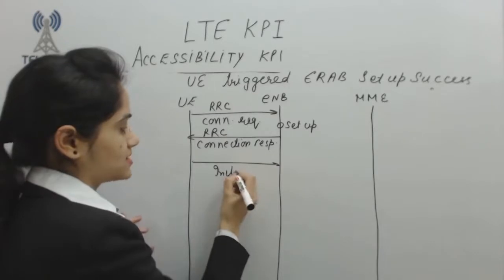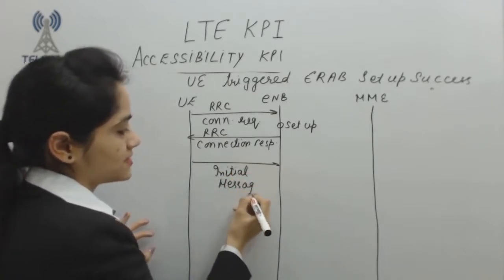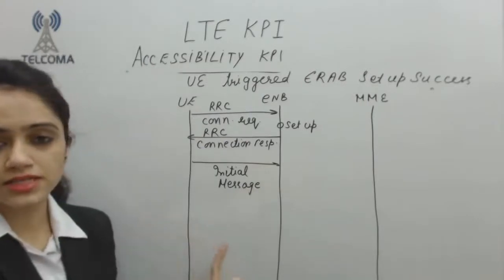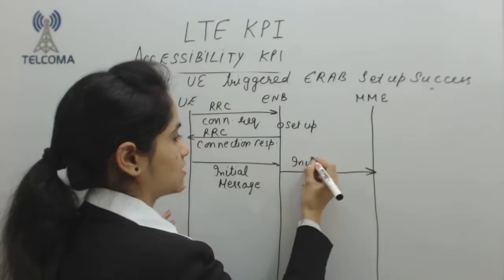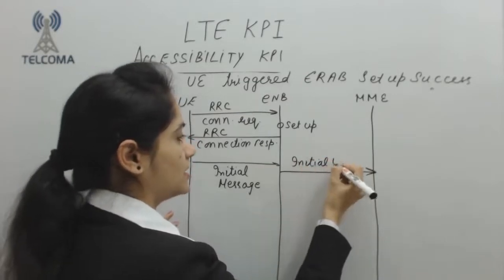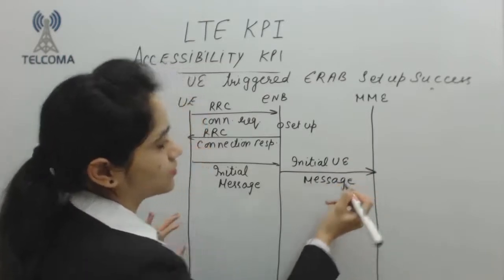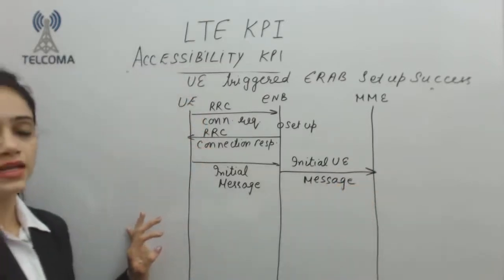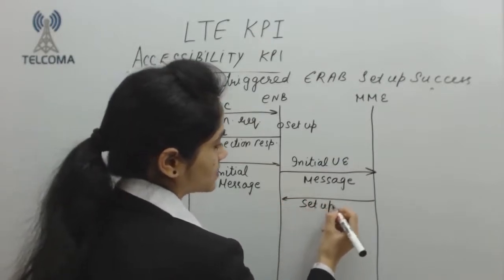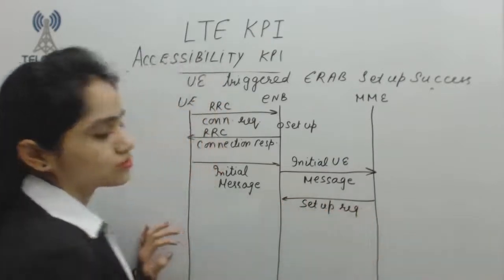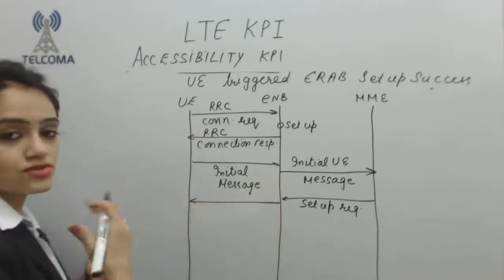Initial message, that means it wants to have E-RAB. Now this initial message eNodeB will forward to the MME as the initial UE message, to attach the particular equipment. Now first of all, again it has to send a setup request, as it has to identify.